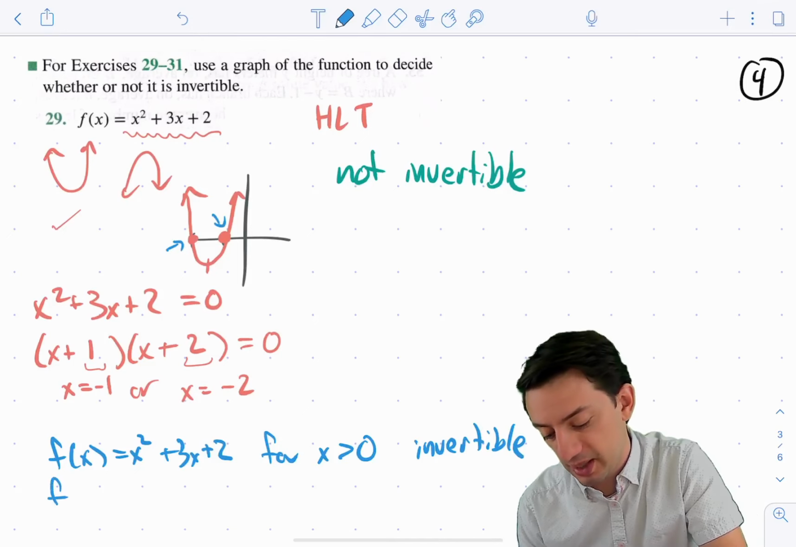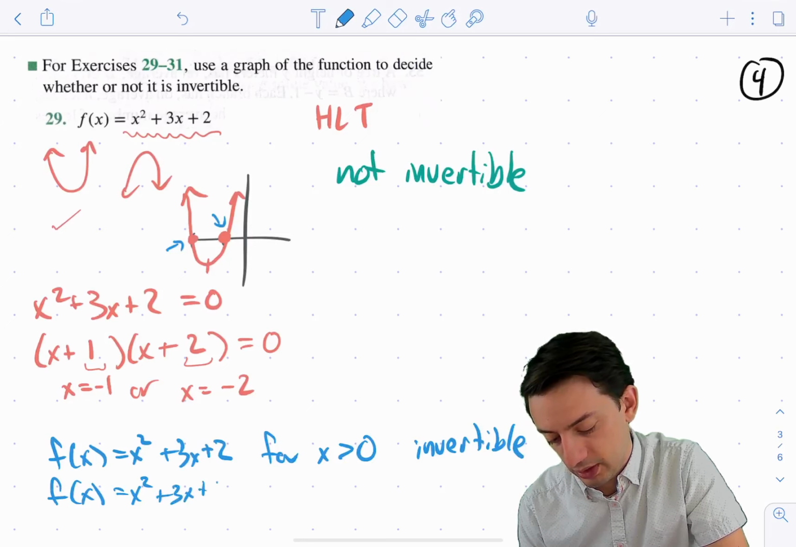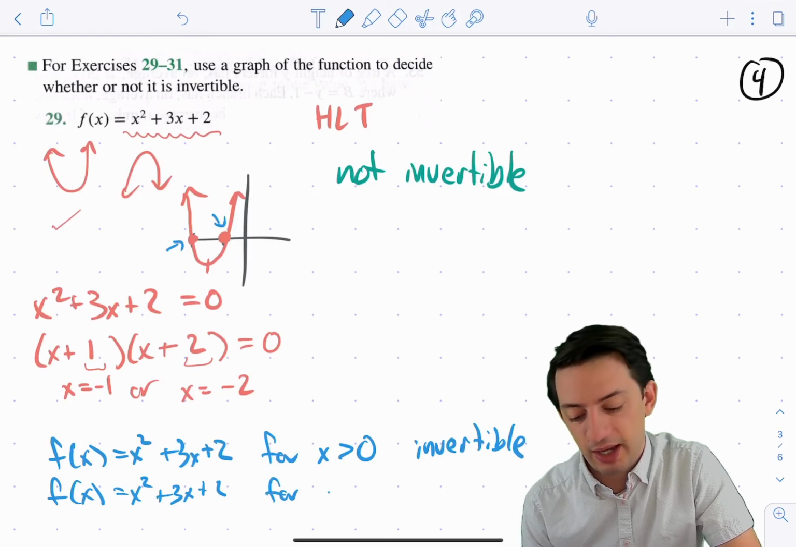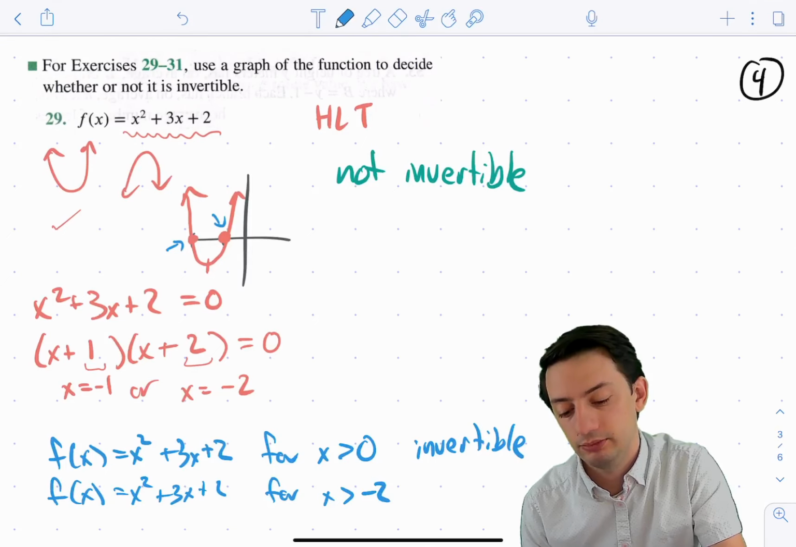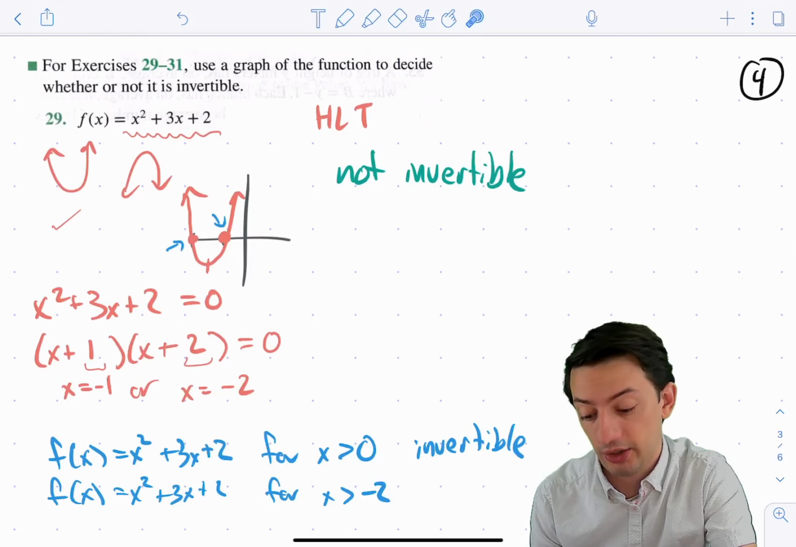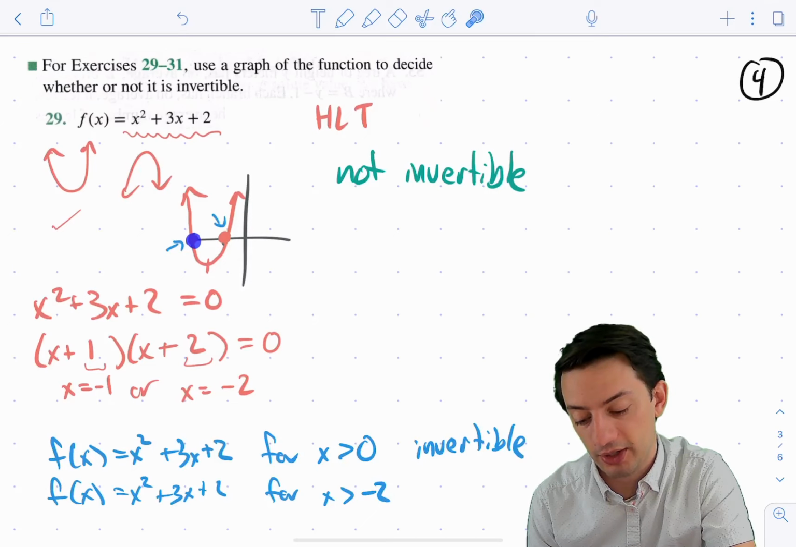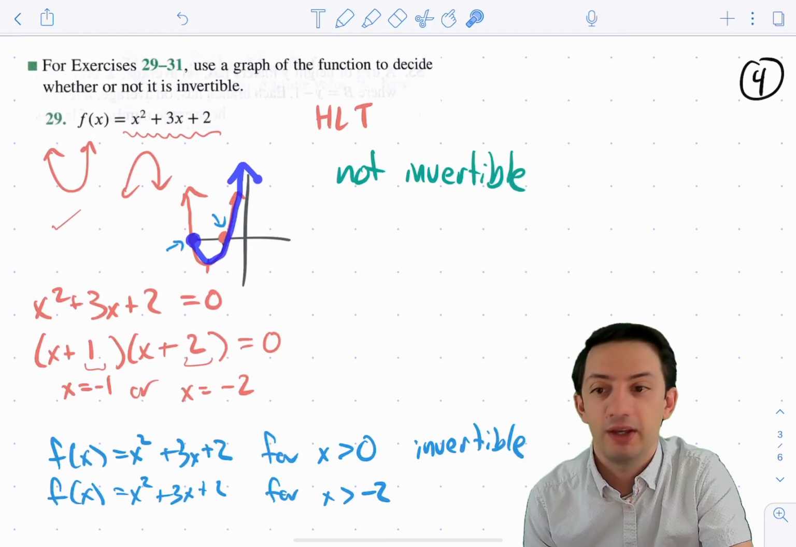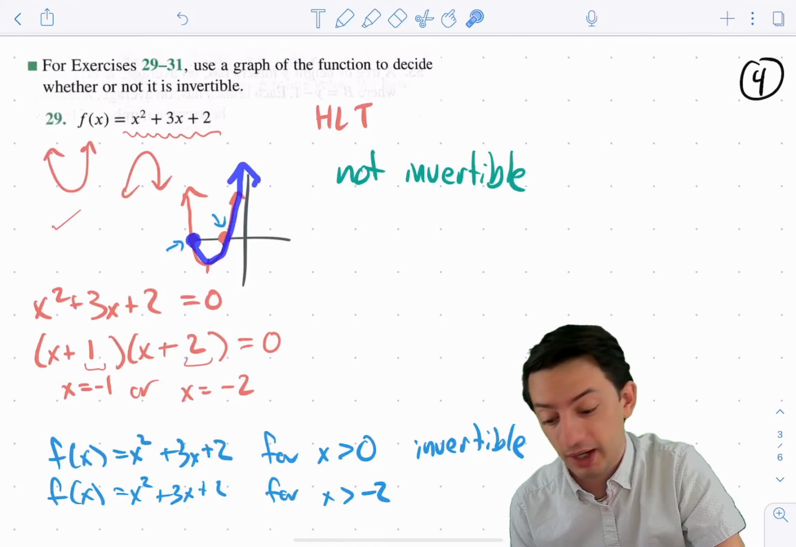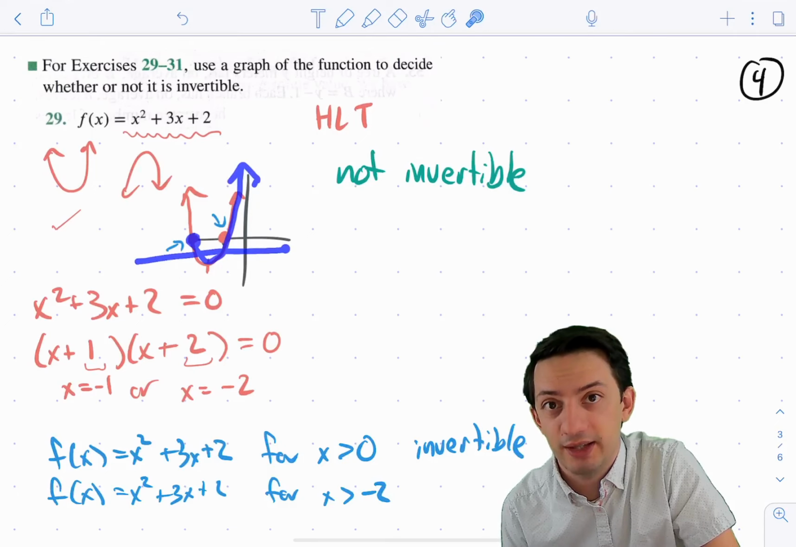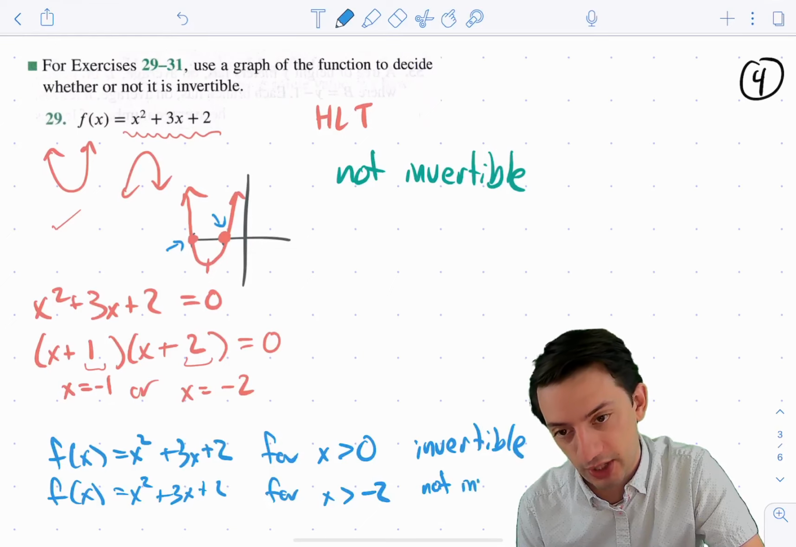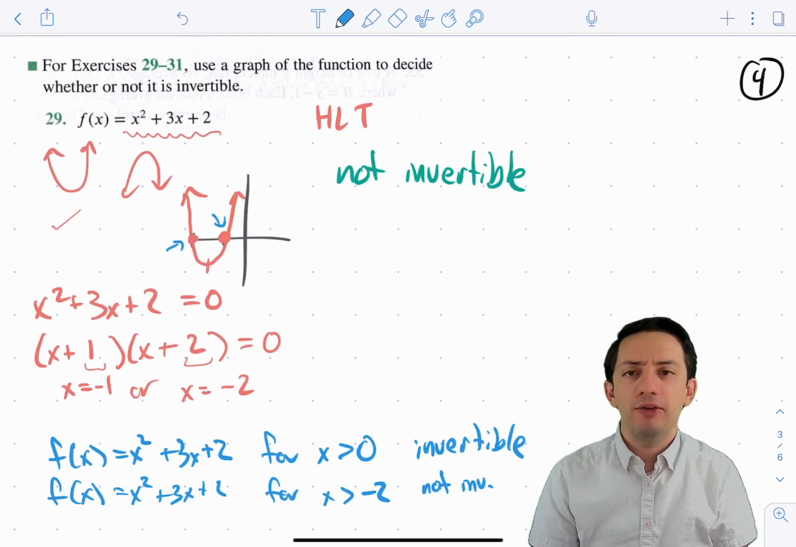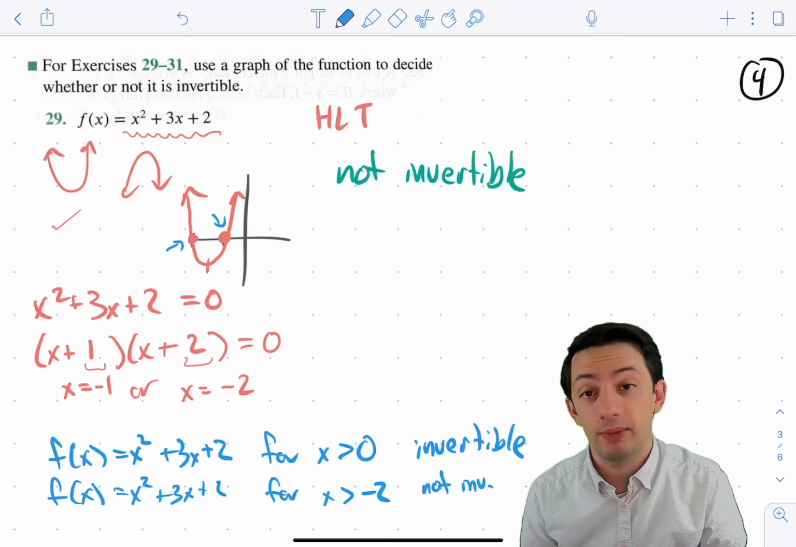Similarly, I could have said the same function for, let's say, x greater than -2. Well, -2 is here. So the function for x greater than -2 looks like this, and that is not invertible because we fail the horizontal line test down there. So in this case, knowing the general shape was enough. But if we had restricted the domain, you would need to know a little bit more.